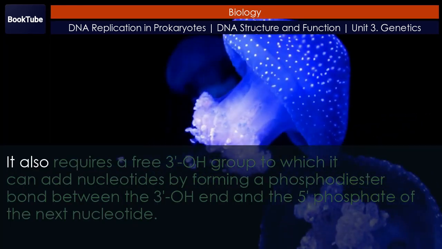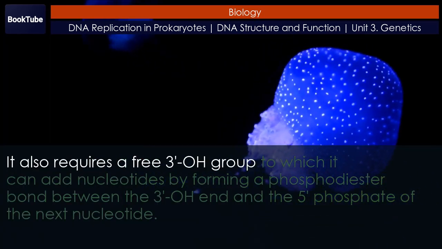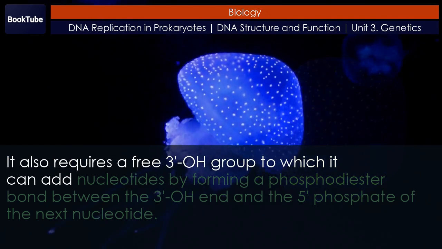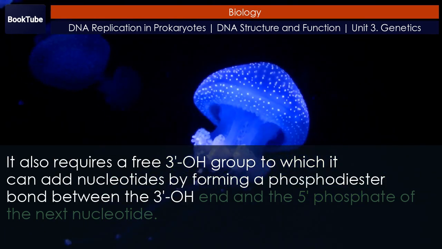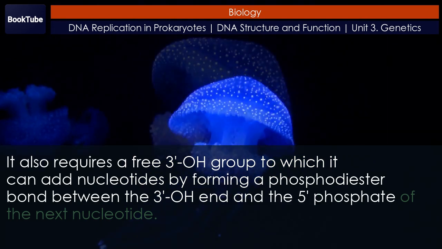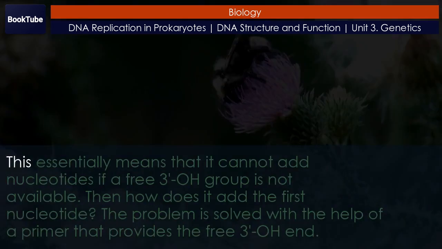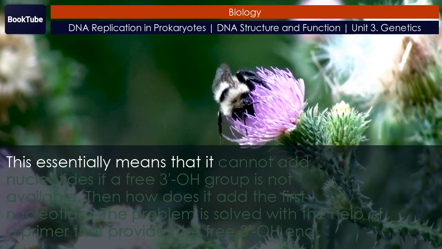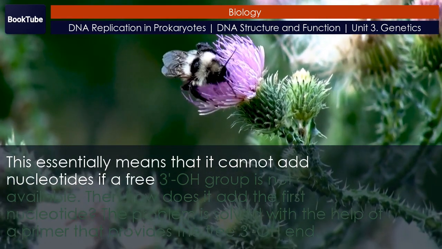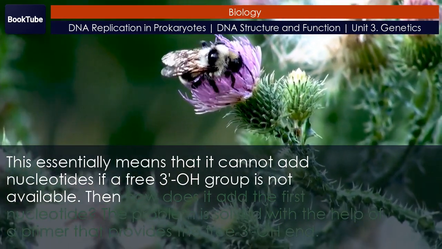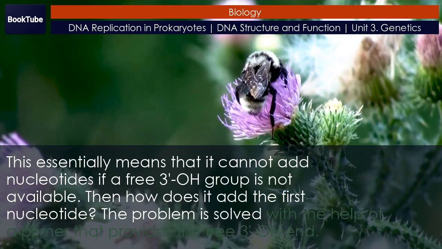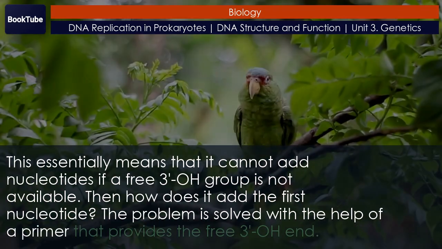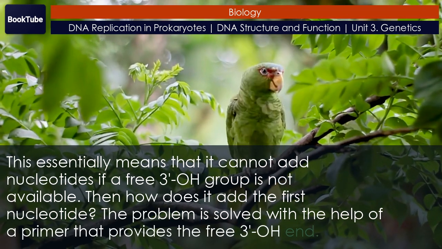It also requires a free 3'OH group to which it can add nucleotides by forming a phosphodiester bond between the 3'OH end and the 5' phosphate of the next nucleotide. This essentially means that it cannot add nucleotides if a free 3'OH group is not available. Then how does it add the first nucleotide? The problem is solved with the help of a primer that provides the free 3'OH end.